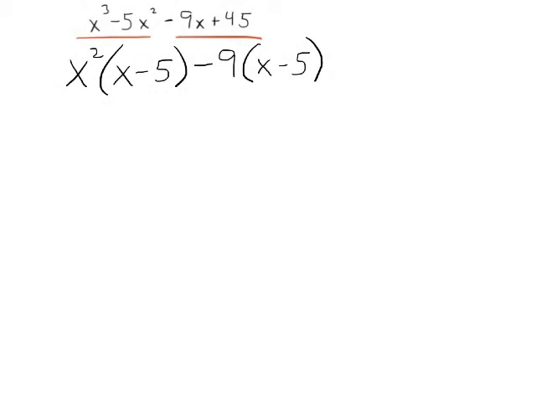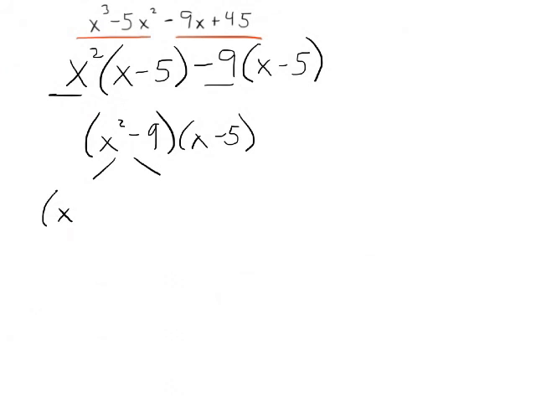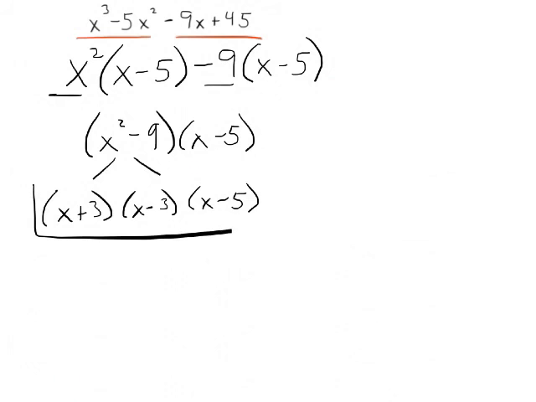And yay, those 2 things inside the parentheses are the same, which means I can just pull the coefficients into one term: x squared minus 9 times x minus 5. And then to be fair, I did warn us that this was coming. One of those things is actually a difference of squares. X squared minus 9 actually breaks down into x plus 3 and x minus 3, and we still keep our x minus 5. That's factoring by grouping.